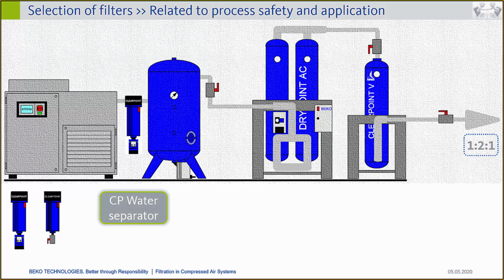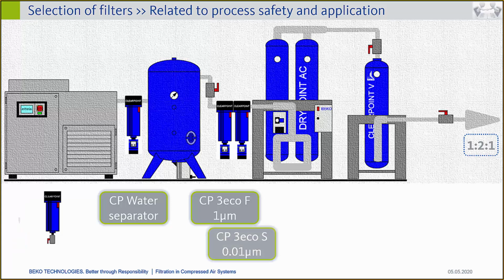Of course, at first we should integrate the water separator to get rid of any liquids and droplets which come from the compressor after the aftercooler. Then we start the staged filtration to prepare the best inlet conditions into the desiccant dryer. For that purpose, we put in a CLEARPOINT F with a 1 micron filtration grade, and in the next step a CLEARPOINT S with a 0.01 micron filtration grade. So we have the best conditions for the desiccant dryer, particularly in terms of oil aerosols. That's the reason why we put the S filter before the desiccant dryer.